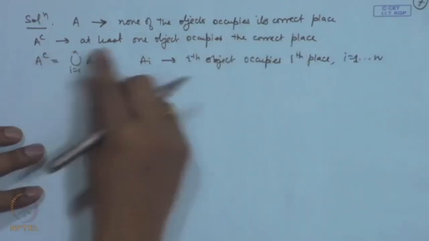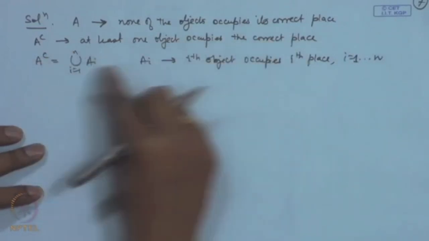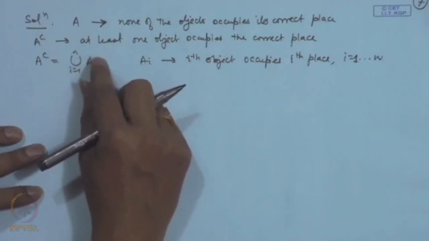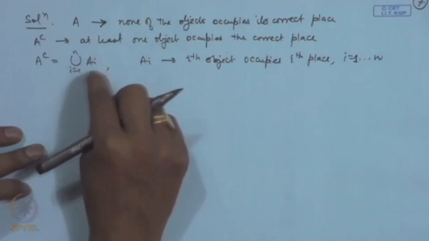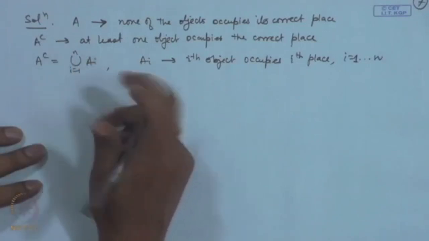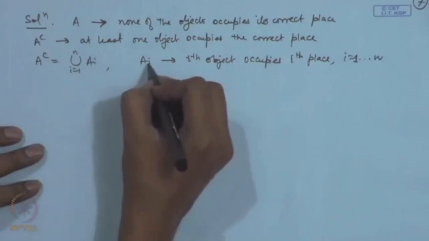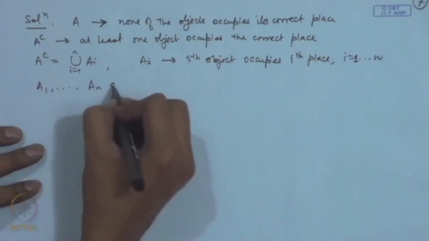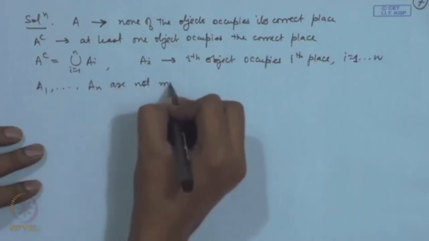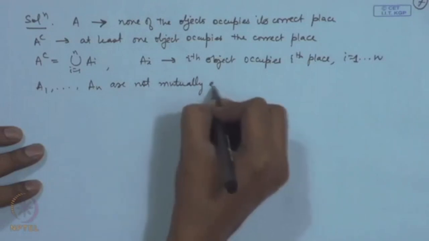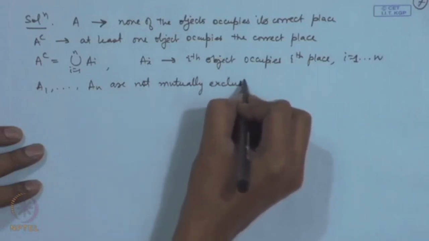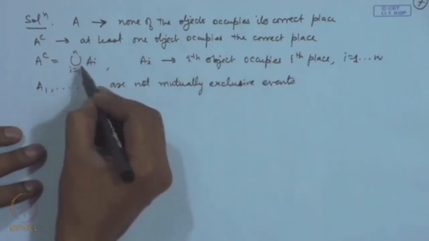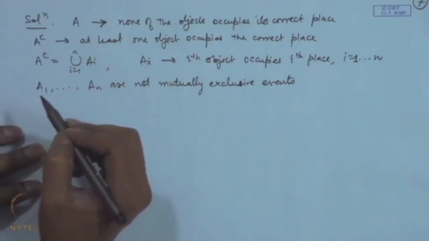Then the event A complement, that at least one object occupies the correct place, can be written as the union of Ais, because this means at least one of the events Ai occurs. At least one means one may occur, two may occur, and so on. Of course, you can observe that these Ais, A1, A2, ..., An, are not mutually exclusive. So, in order to evaluate the probability of the union, we will apply the general addition rule.